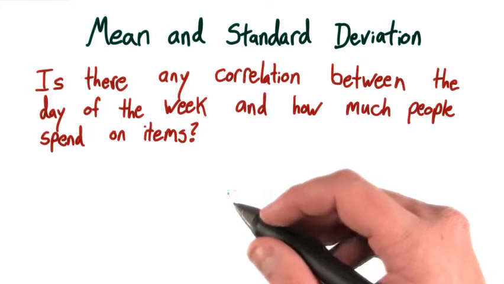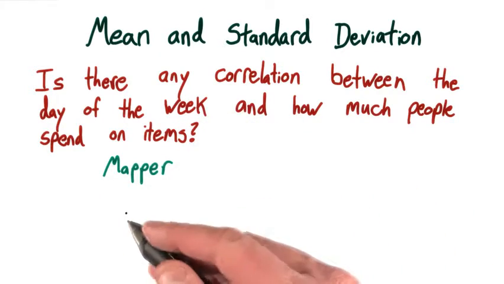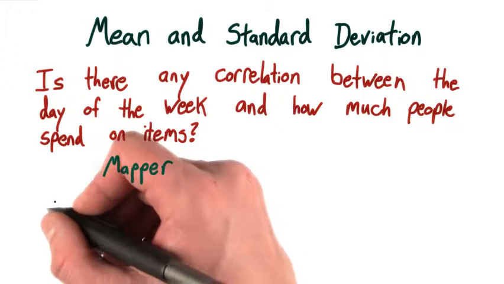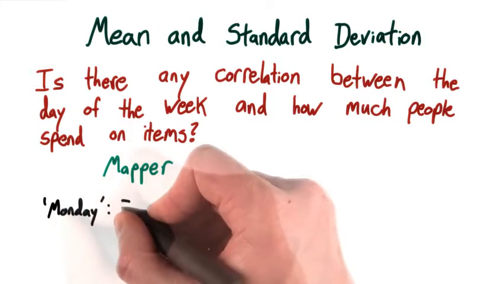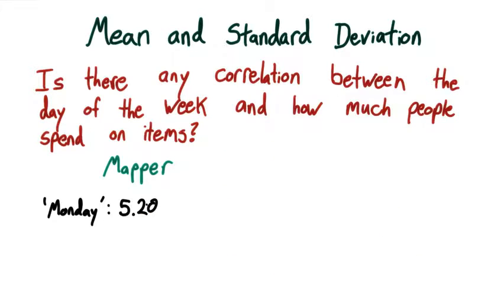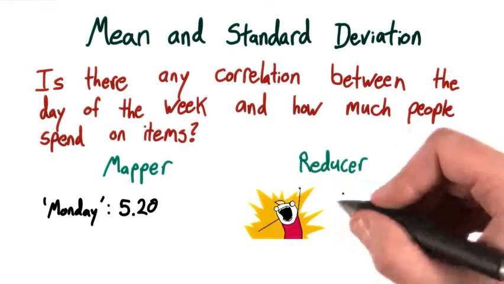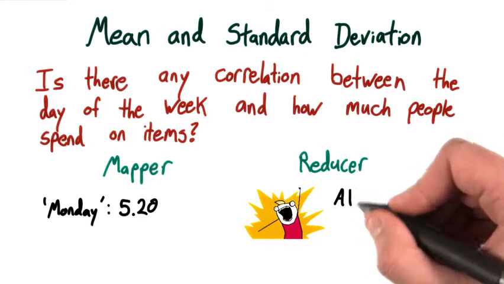What's interesting about this design pattern is that all the mapper has to do is output the day of the week as a key, so maybe Monday, and the value of a sale, maybe $5.20, as a value. That's it. What does that leave for the reducer? Well, it leaves all the math for the reducer.